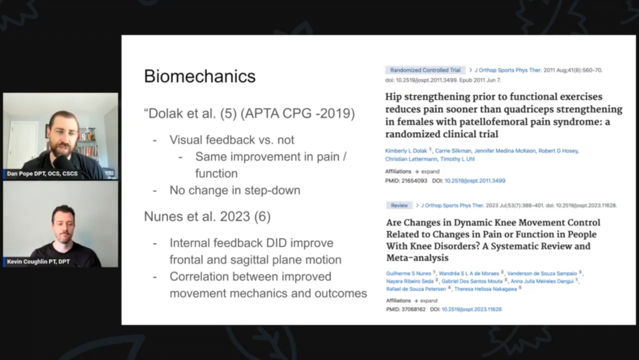So maybe, and I'm not the best with stats, but maybe the sample size is too small or something along those lines, which in physical therapy research happens all the time. We have these really small sample sizes. So it might just be for that reason as well.